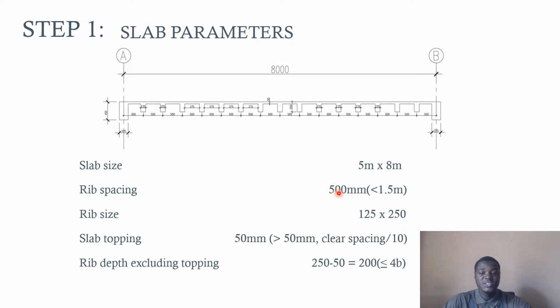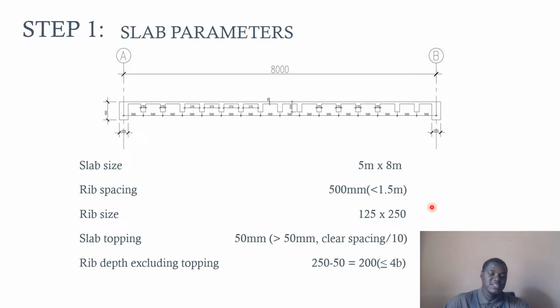According to the code, this rib spacing must always be less than 1.5. Because it is less than 1.5, that means the requirement for rib spacing is satisfactory. Then for the rib size we are proposing 125 by 250. Based on the code, the minimum width of your rib beam is 125. So we are going with a rib beam size of 125 in width and 250 in depth.